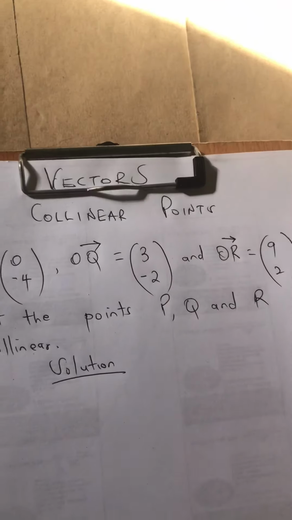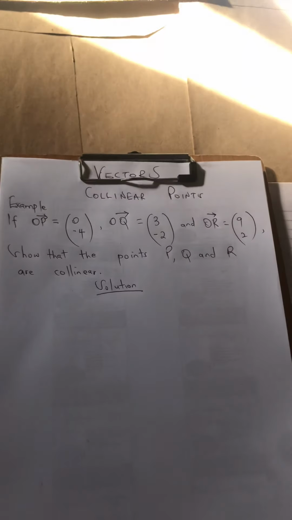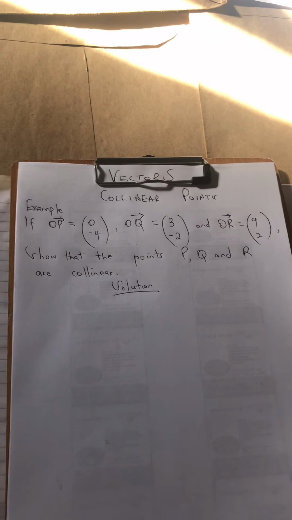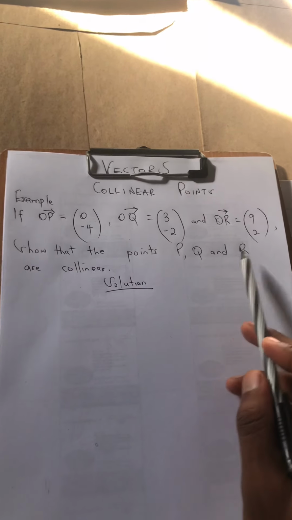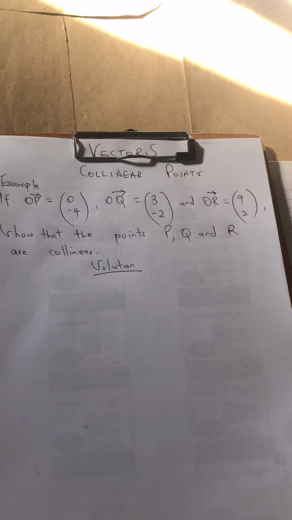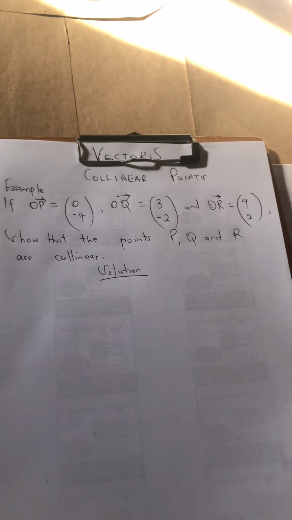Manze na leo tunaangalia collinear points under vectors. Yani nataka kufunza what collinearity means. Ukiambiwa show that the points P, Q and R are collinear, what does it mean? We have this example.